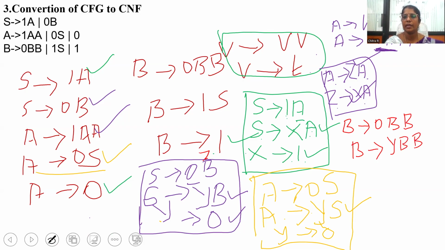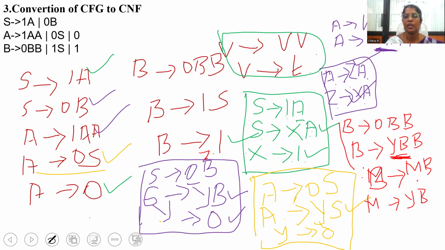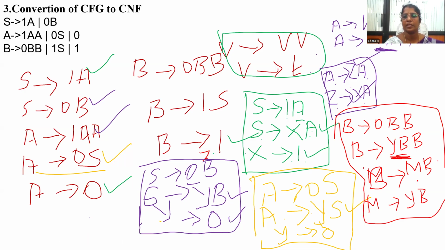Then also it contains three variables, so convert it into two variables. I am replacing the first two variables with another one, M or N. So M tends to YB, and B tends to YBB can be written as B tends to MB. What is M over here? M tends to YB. Three variables should not be permitted, so I'll convert these two variables into a single variable named M, whatever the variable. Now these two productions are in the Chomsky normal form, two variables each. Okay, now this one got over.